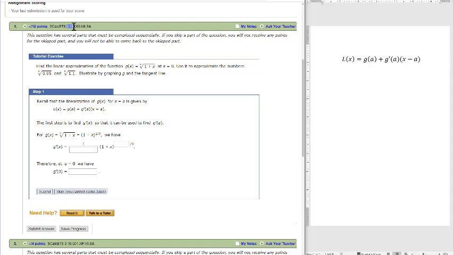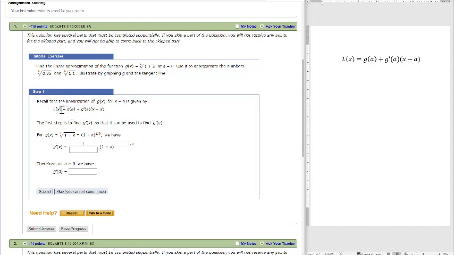This is a problem from your lab, section 3.10. They want us to find the linear approximation of the function g of x is equal to the ninth root of 1 plus x at the point x equals 0, or they're calling it a is equal to 0. Use it to approximate the numbers 0.95 and 1.1, then to illustrate by graphing g and the tangent line. The tangent line will come from the linearization.